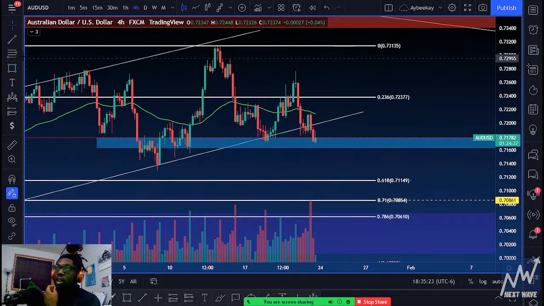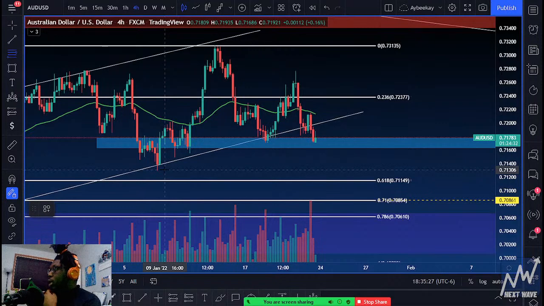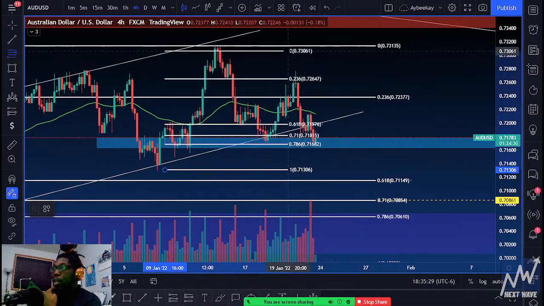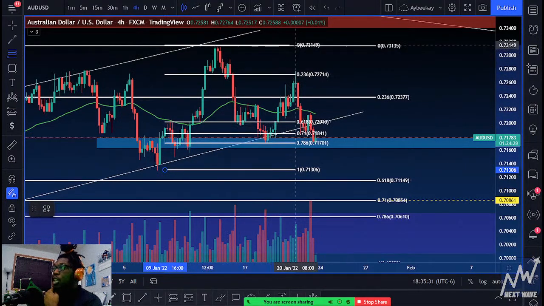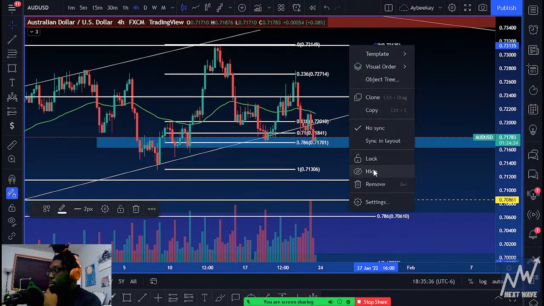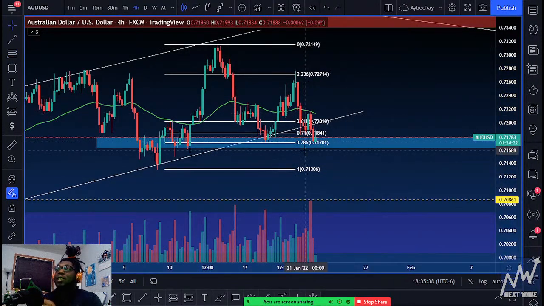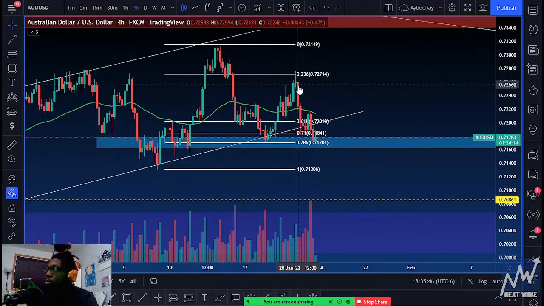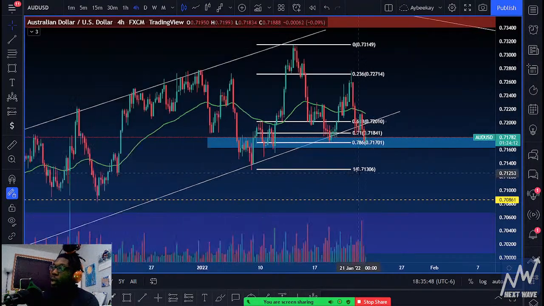where if I also use a Fibonacci level, from the low of 0.71300 basically, I'm just rounding it up, to the high of 0.73150, same thing, then this is a solid zone to look for a possible buy on AUD USD, right? However, I just don't like the way price dropped like this.